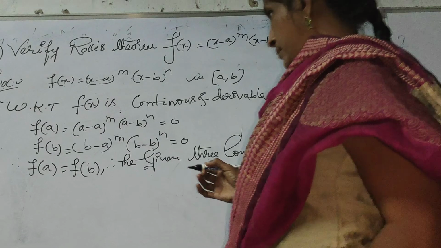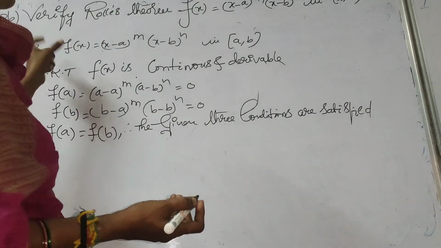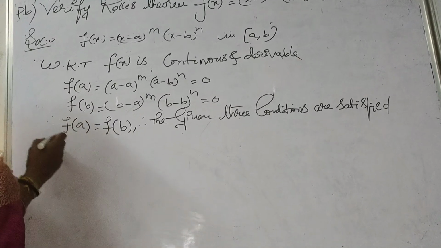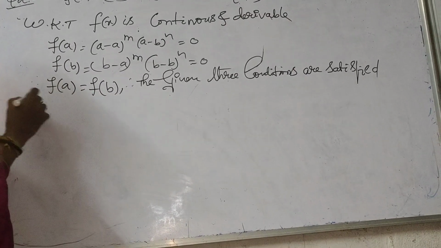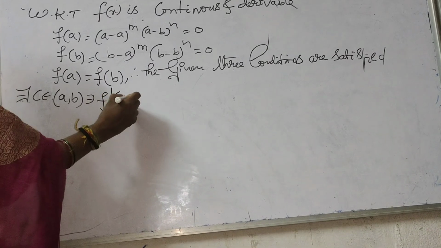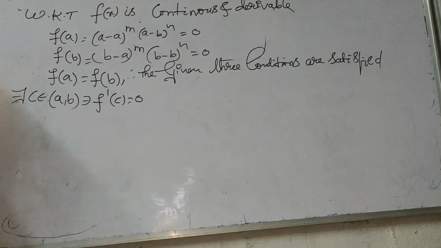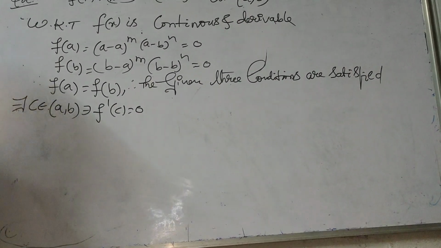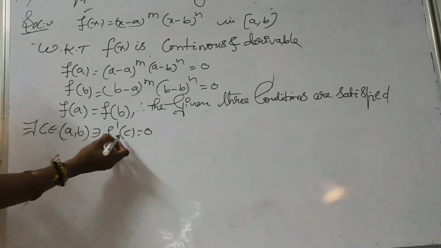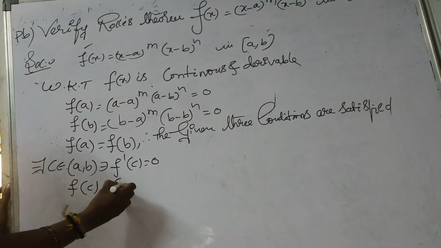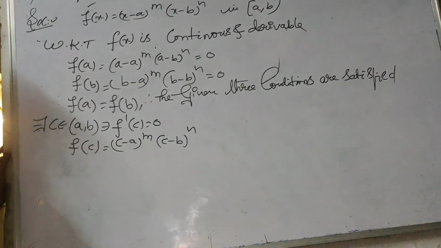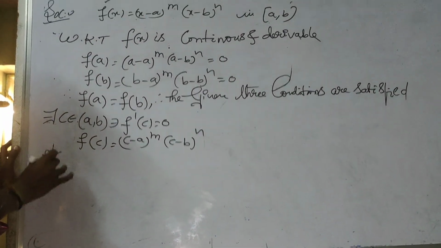Now, another condition Rolle's theorem states is that there exists c belonging to a comma b such that f dash of c equals 0. For this, first write the given function in terms of c: f of c equals c minus a whole power m into c minus b whole power n. Now we need f dash of c equals 0.